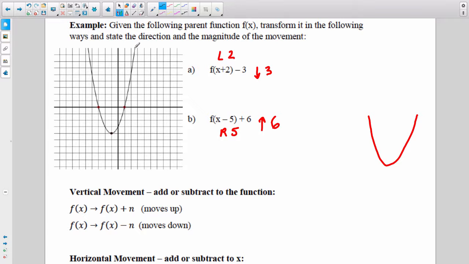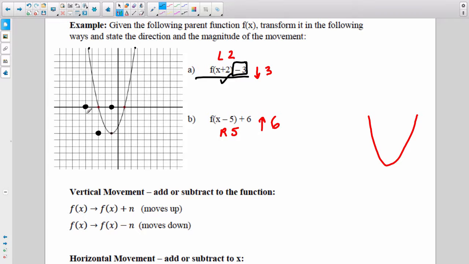So if this is your given function right here, let's transform it according to this. I'm going to take some key points, move them to the left 2 values. So this guy here is now here. This guy here is now here. This guy here is now here. Okay, that's that transformation. Now, -3 outside of everything says let's go down 3 units.